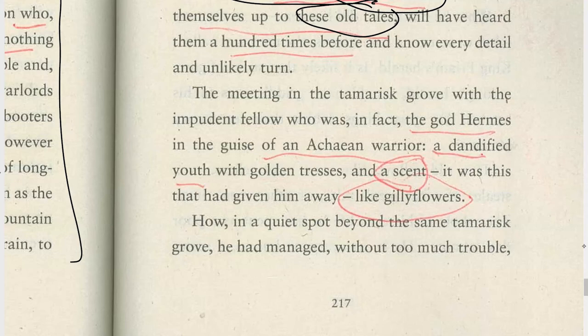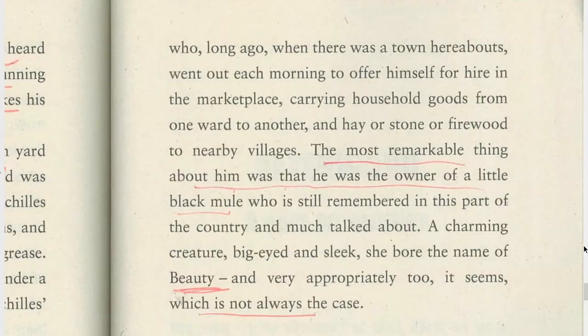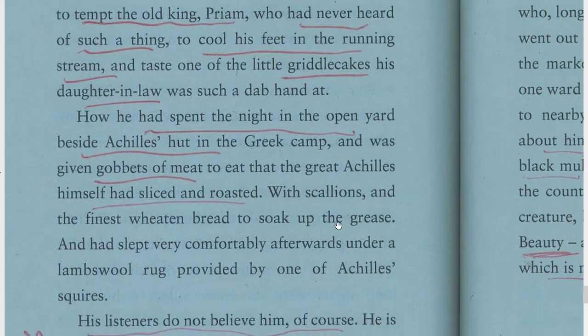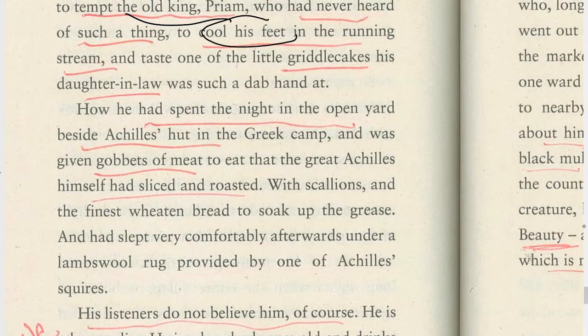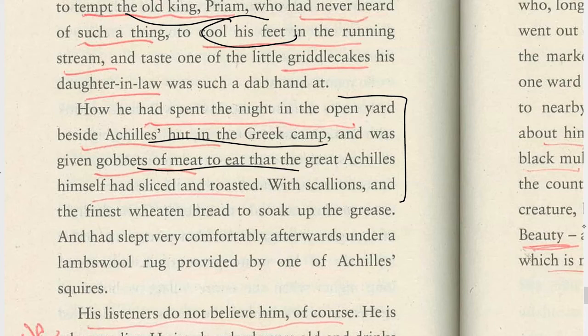The meeting in that tamarisk grove. So these are the details. The god Hermes. And he had managed to tempt the old king, who'd never heard of such a thing, to cool his feet in the running stream, and that he spent the night in the open yard in the Greek camp, was given meat to eat.